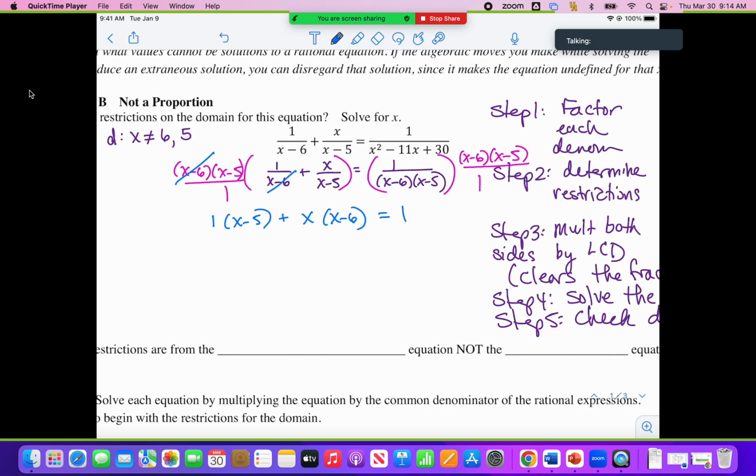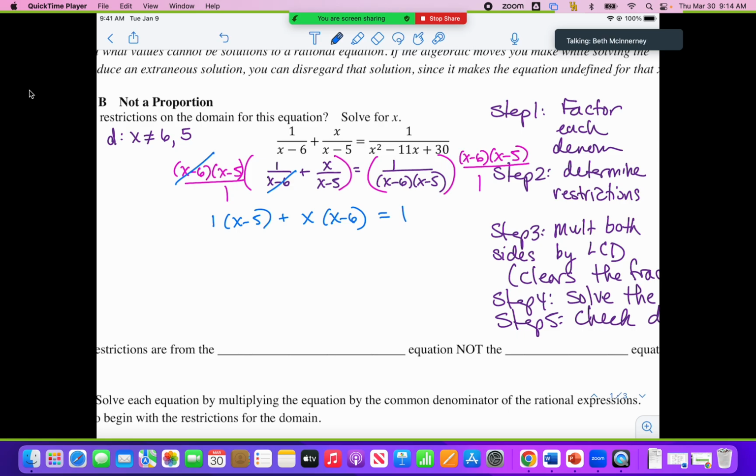It's not here. Why wouldn't we cancel x minus 5? I did, and I got x times x minus 6. So are we not canceling all the like x minus 5s and x minus 6s? I am. I'm so confused.